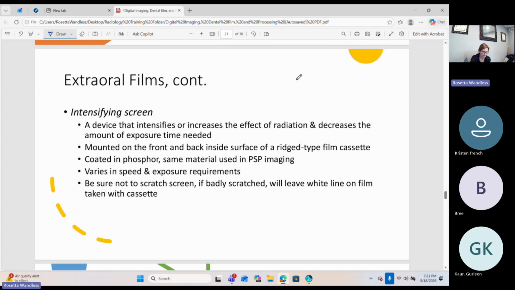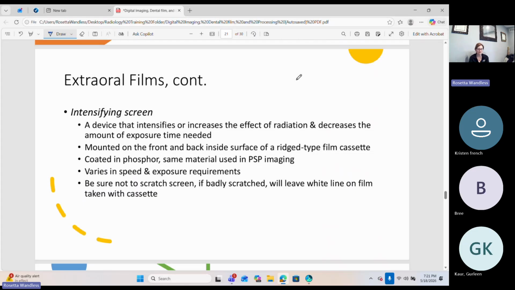Now, I mentioned intensifying screen, and an intensifying screen is exactly that. It is made to intensify the effective radiation so that we can decrease the amount of exposure time needed to take that picture, okay? Typically it'll be in the front and back of the x-ray. So you have your cassette, you have your intensifying screen inside, your film's going to slip in the center of that, almost like the black paper, where that intensifying screen is in both. So it can capture and enhance that radiation.